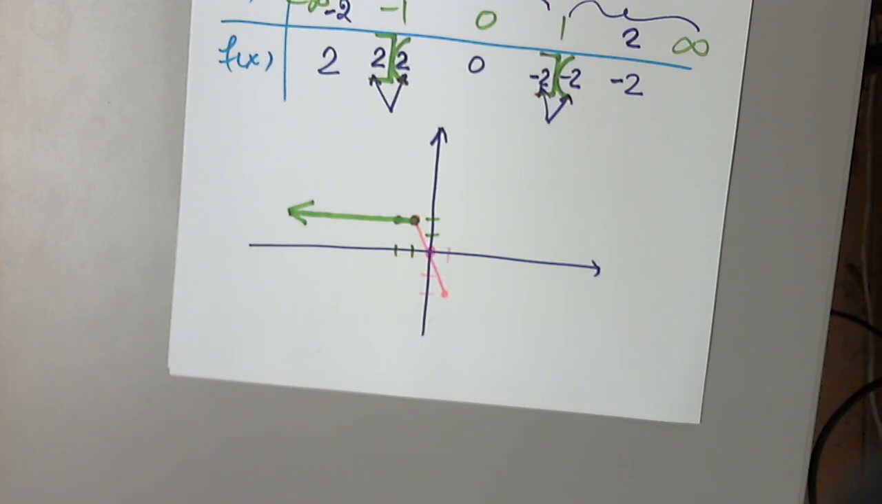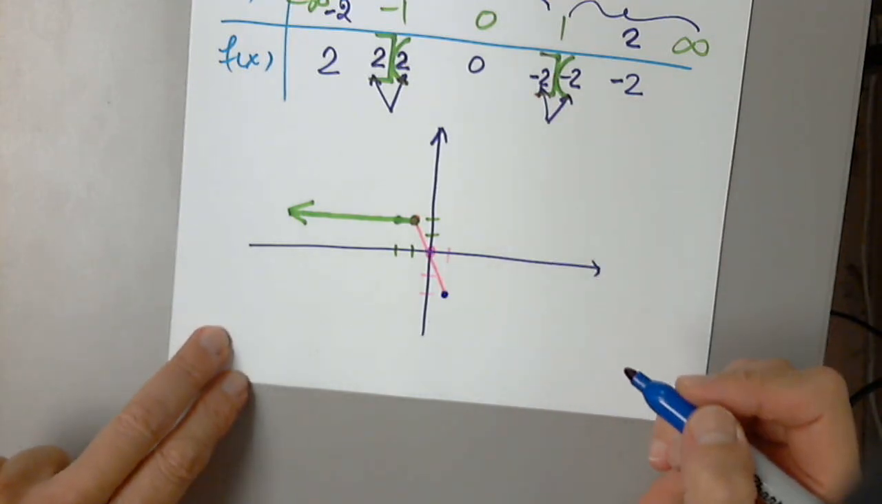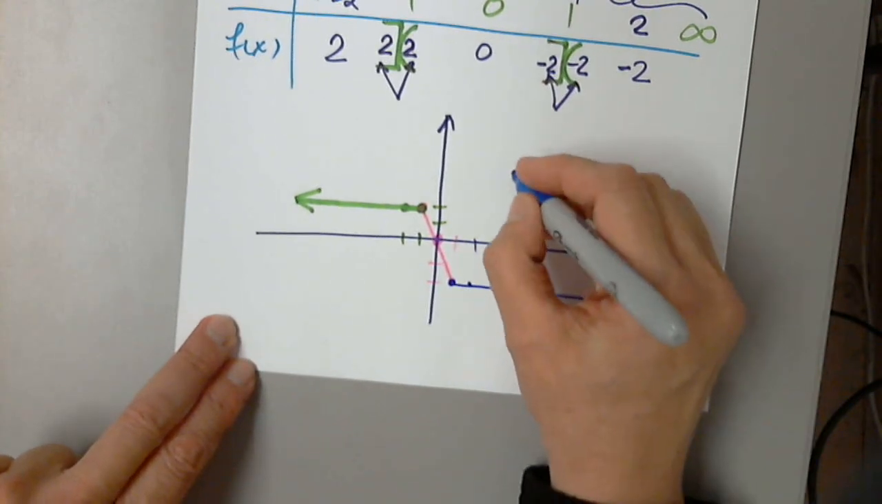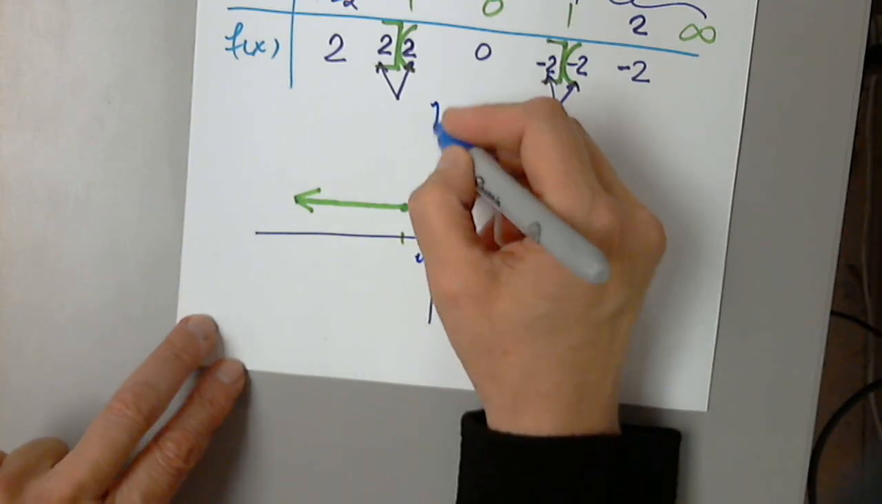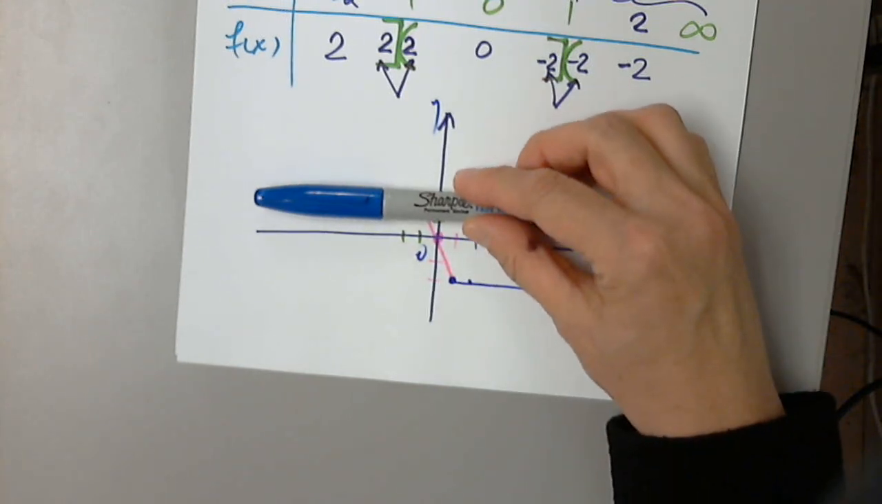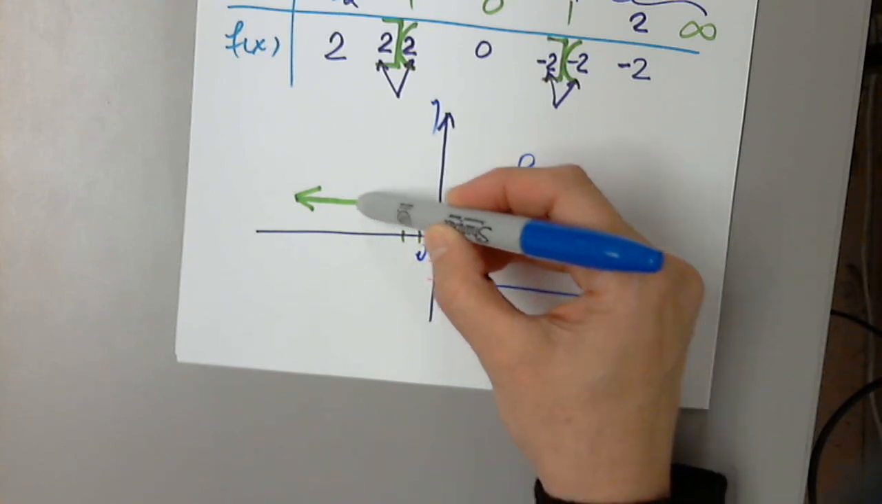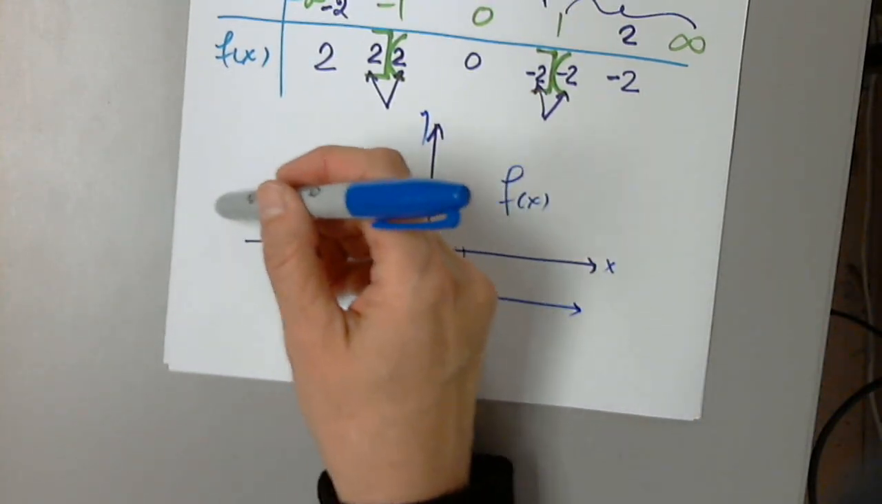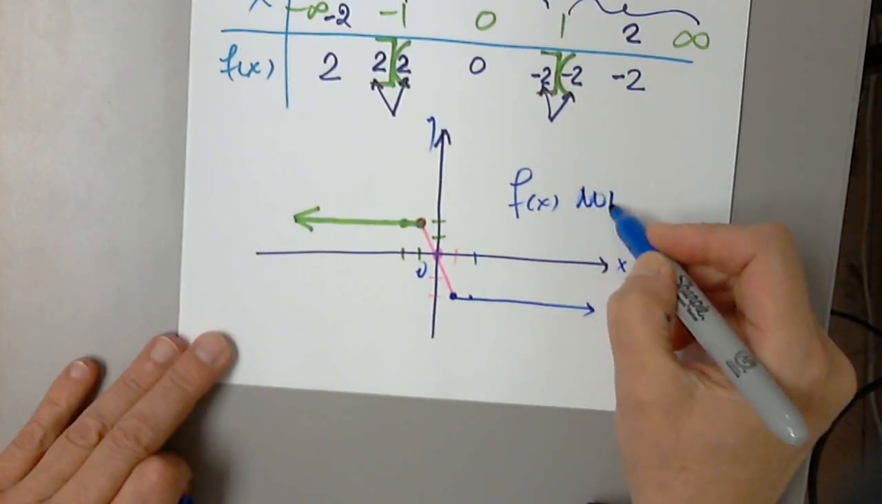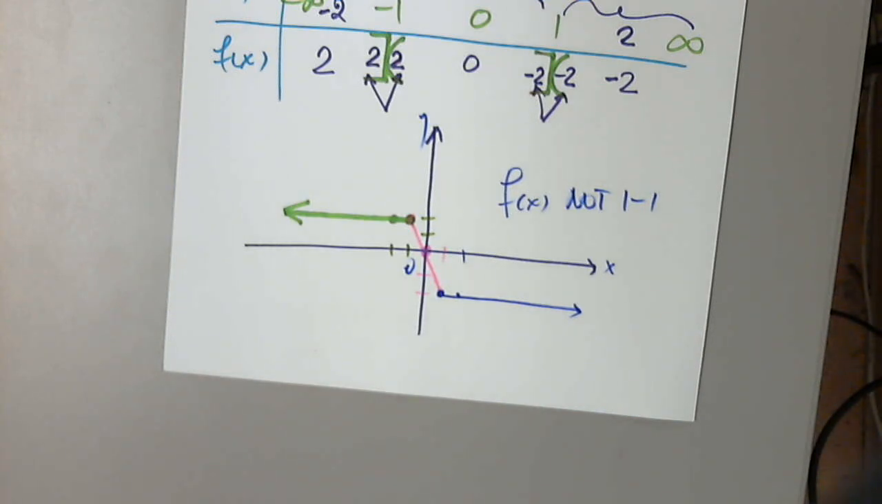Finally, 1, -2 starts at the same point, and 2, -2, and that will be our graph. And this is the graph of f of x. Is this function 1-to-1? By the horizontal line test, look how many x values I have for y equals 2. Infinite. Not 1-to-1. You will see later why this is so important. Any questions?